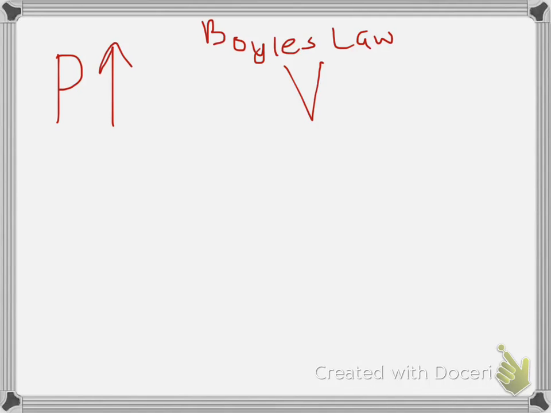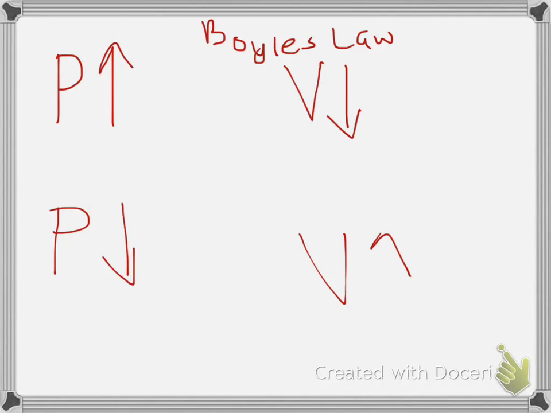So for Boyle's Law, there is essentially an inverse relationship between pressure and volume. Pressure is going to be known as P, and volume is going to be known as V. Actually, let me just write down Boyle's Law somewhere here. Okay, so as pressure increases, volume decreases. Similarly, as pressure decreases, volume increases.